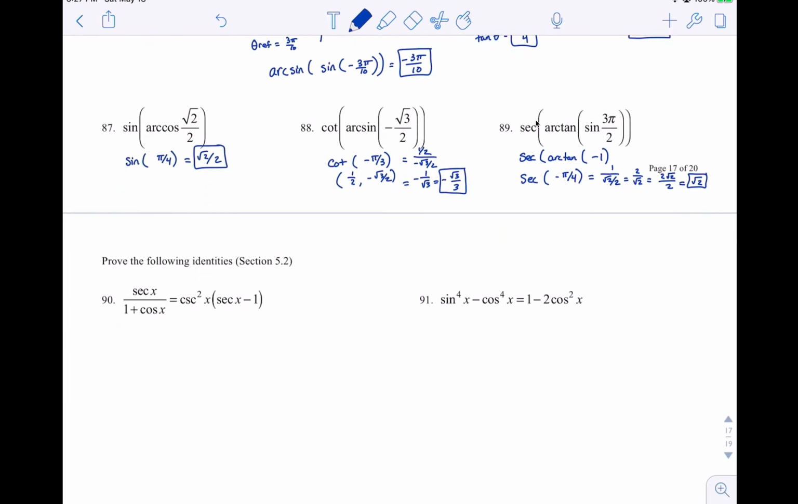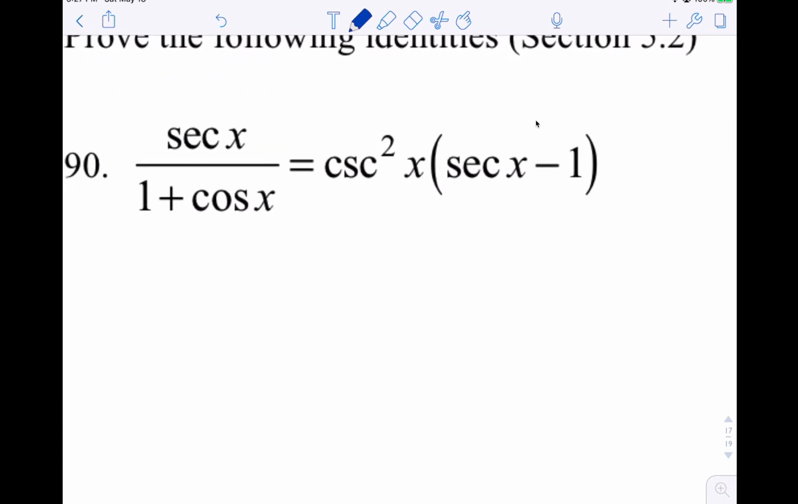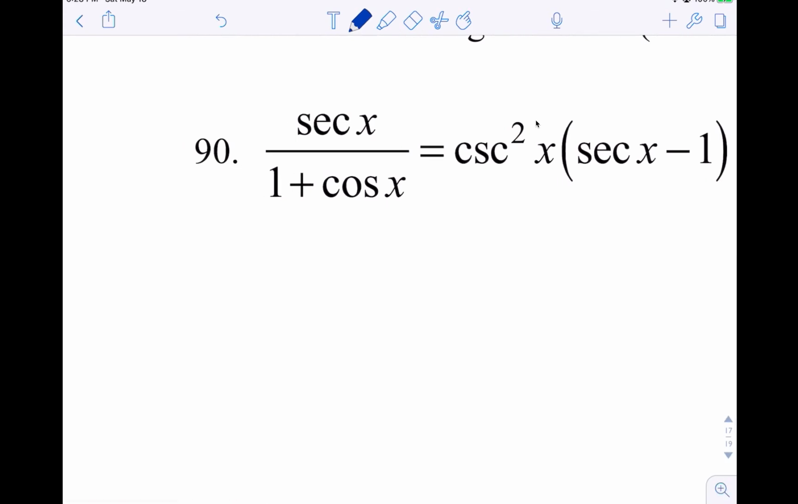All right, next one is proving the identities. Remember, you want to try and pick the side that looks more difficult. Typically, it has more information for you to use. So for this one, I'm going to start with the left side. I'm going to multiply by the opposite of the denominator.